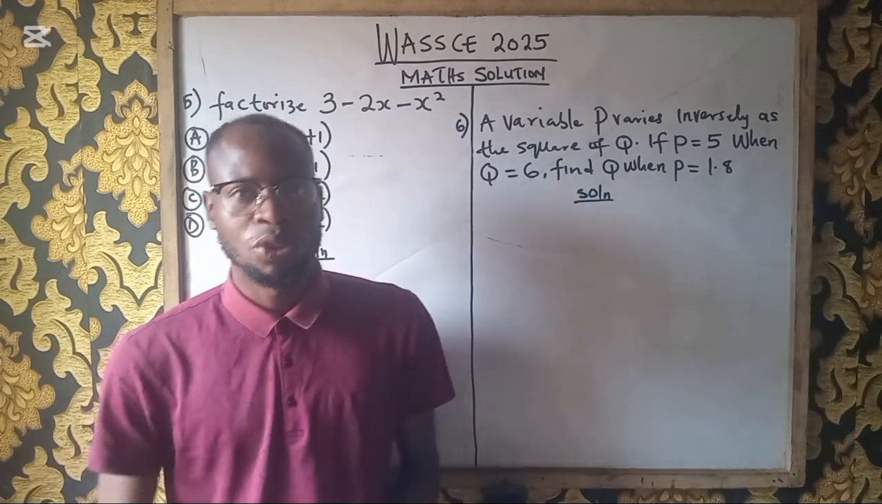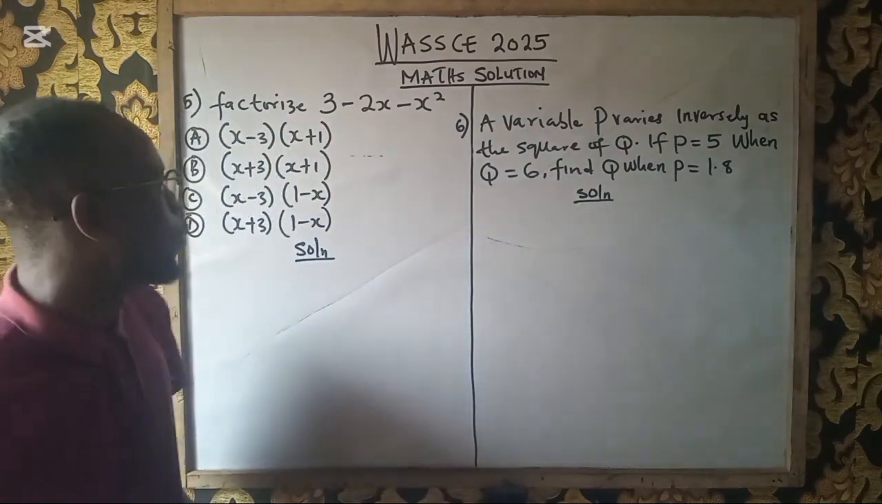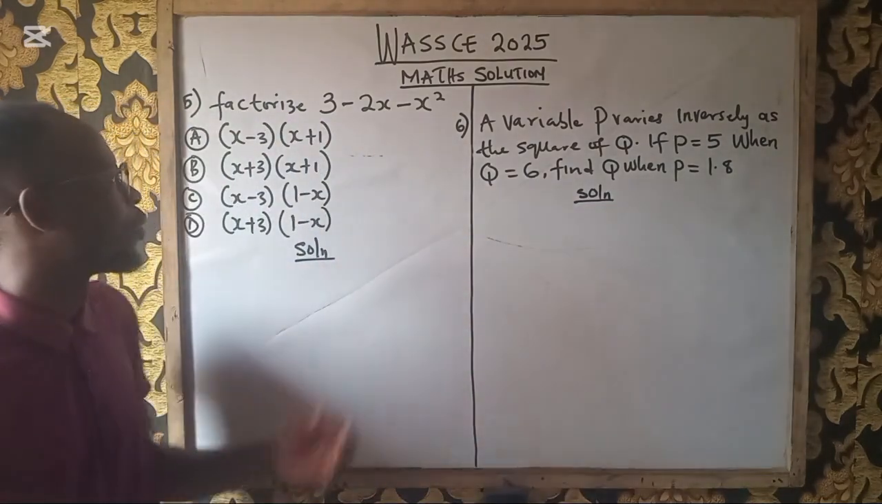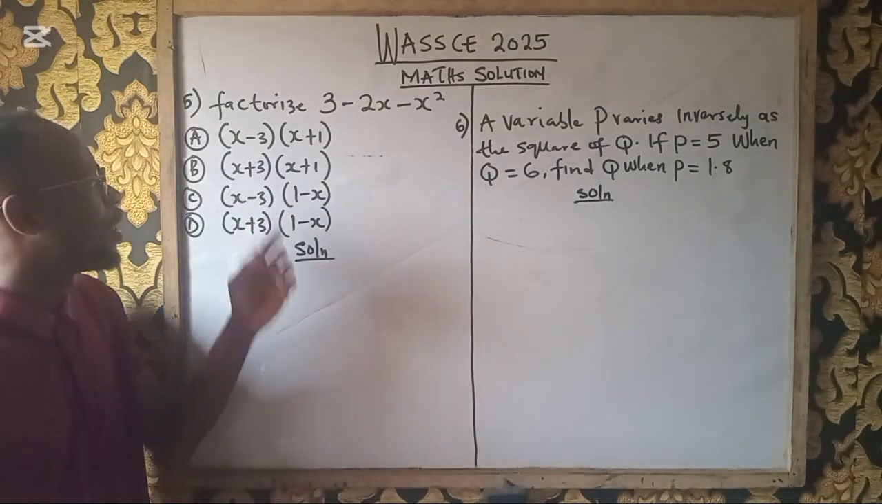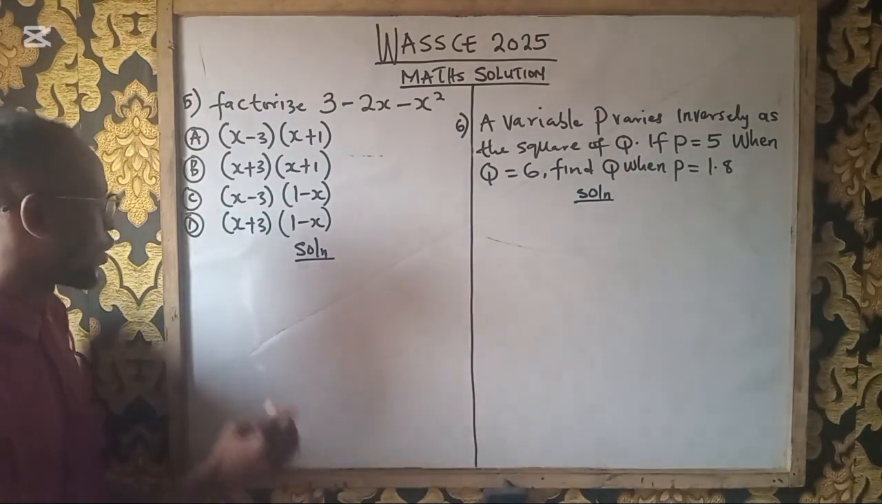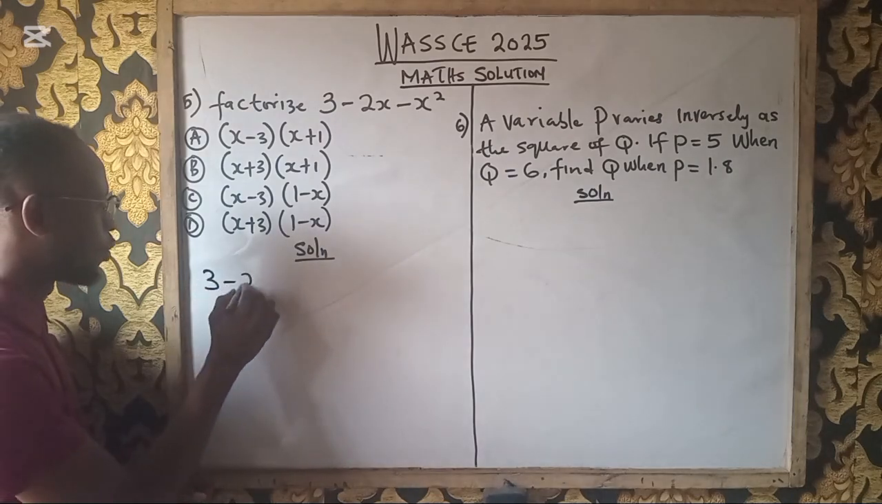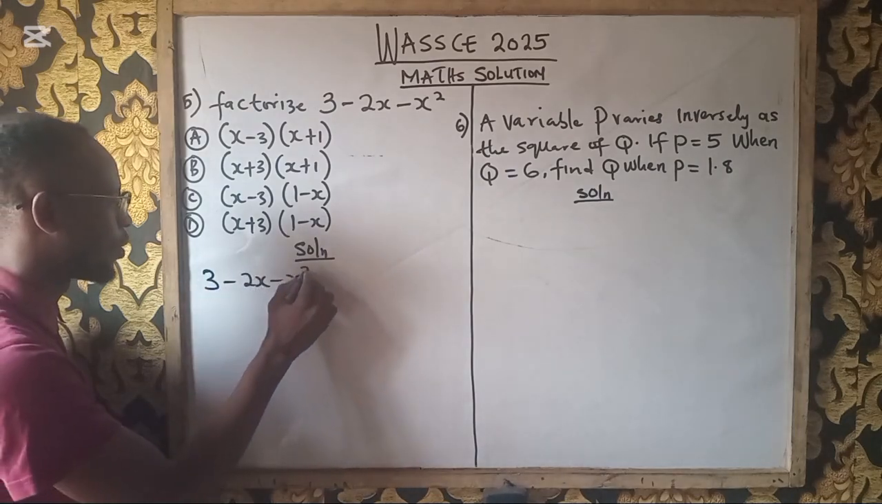So let's continue from where we stopped in the last class. On the board we have question 5 and question 6. Question 5 reads, factorize 3 minus 2x minus x squared. 3 minus 2x minus x squared.